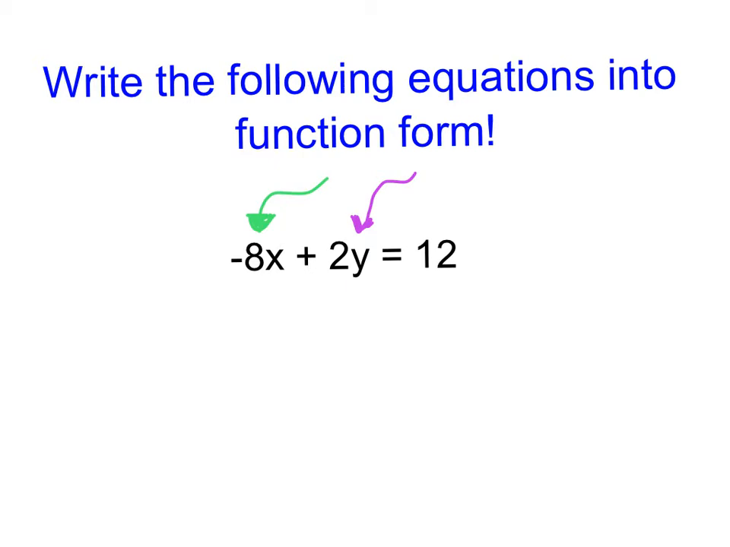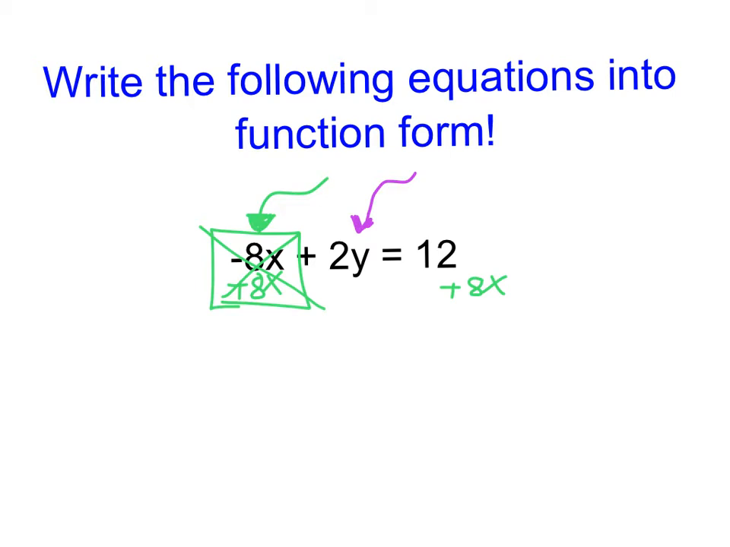Now remember, I want to completely zero it out, and the way to do that is to add 8x to each side. Notice that when I add 8x to each side, we have negative 8x plus 8x, and that becomes 0. So those are going to zero out. Now whatever I do to the left-hand side, I also have to do to the right-hand side of the equation, so I'm going to add 8x over there.